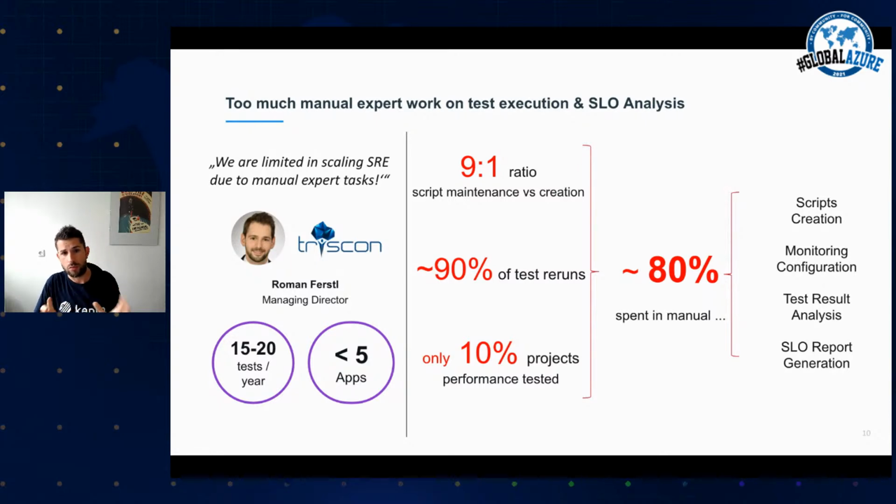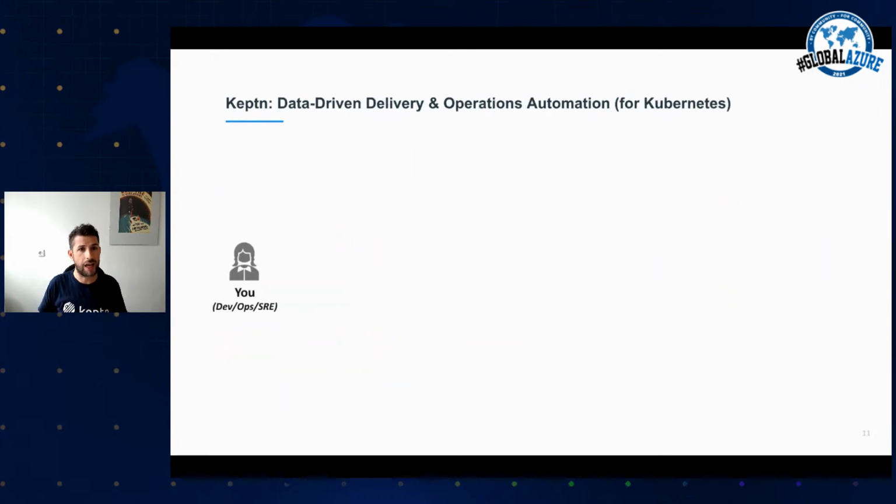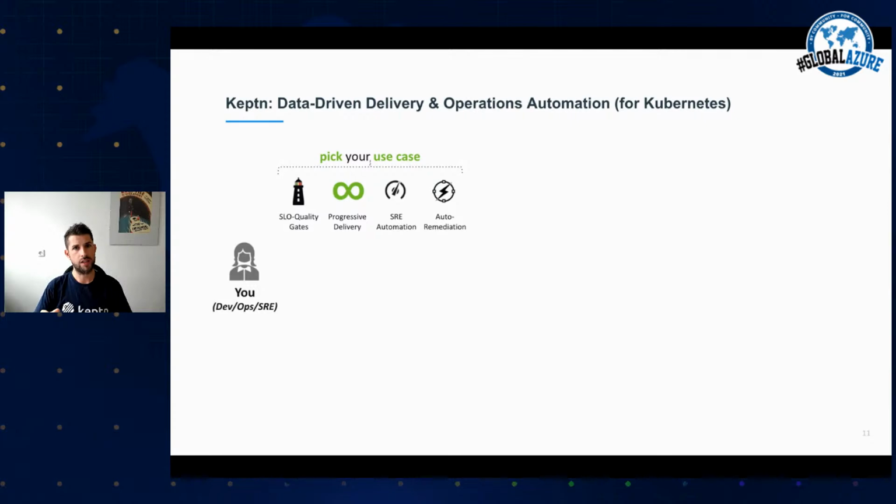So these are 3 stories and 3 problems, and we have built a platform for data-driven delivery and operations automation based on Kubernetes, like Azure Kubernetes Service. And this project is called Keptn. It's available on GitHub. I will share the link also later on. And what it really does is it provides a couple of different use cases, because we've seen these problems. They are a little bit different from each other, but with one solid automation platform and data-driven delivery platform, we can solve those problems.